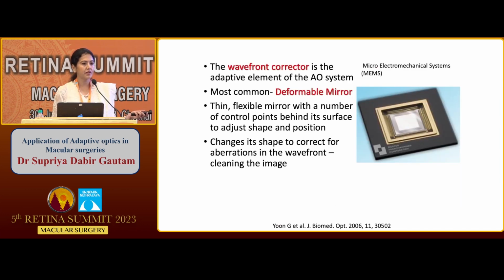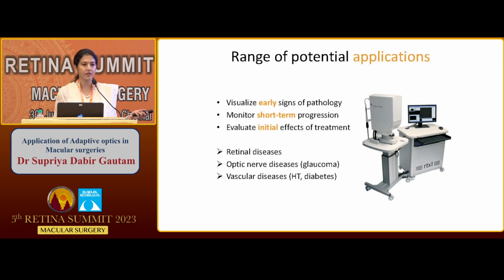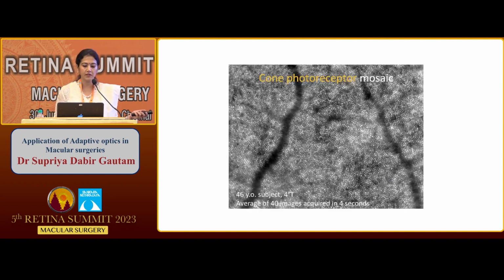There are different kinds of AO imaging systems, and what we had was the RTX1, where we had a deformable mirror which changes its shape to correct for the aberrations in the wavefront. What all can it do? It can detect early signs of pathology, look for short-term progression, and help us see the effect of treatment, like now we are having gene therapy, drug therapies, maybe yellow laser. So before it's actually visible as a line on the OCT, you're looking for early structural changes in different pathologies.